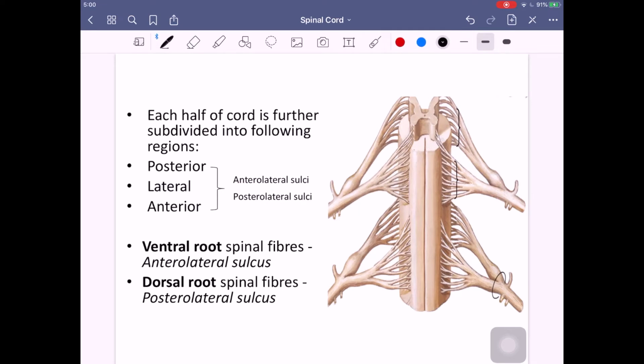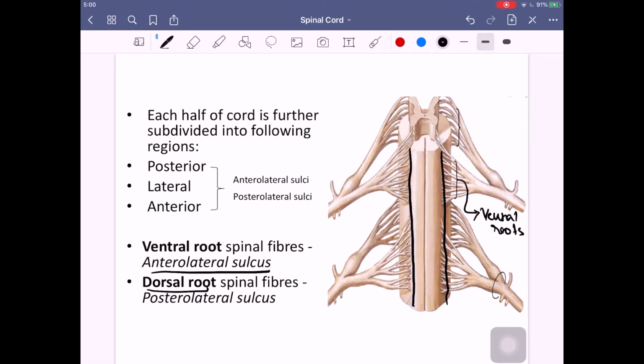Now apart from this, these sulci are also helping us to identify a ventral root. You see there are fibers which are coming out here. So these fibers what you see are all called the ventral root. These ventral roots are coming from the anterolateral sulcus, as you can see, on both right and left side. So the anterolateral sulcus is the point which gives attachment to ventral roots.